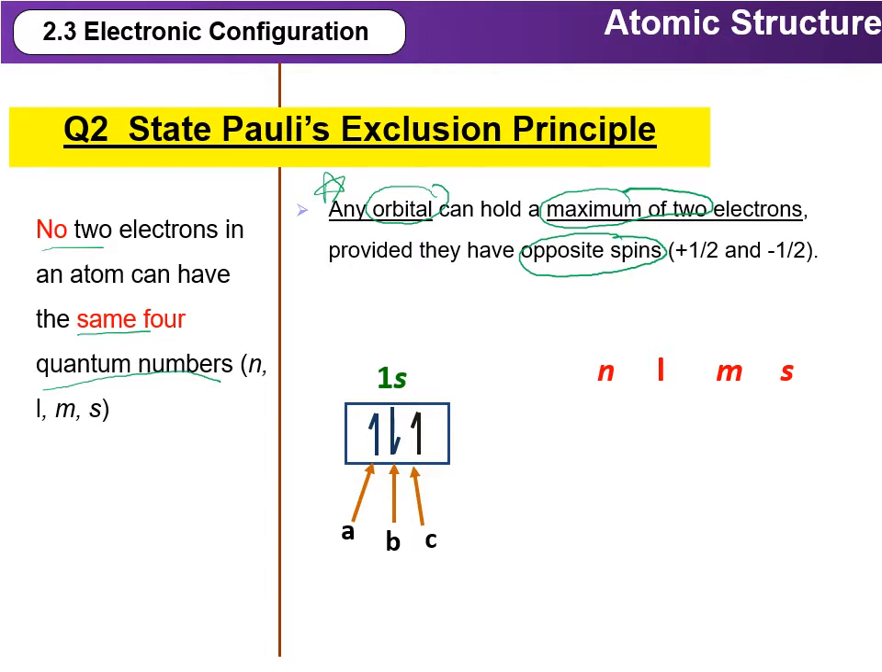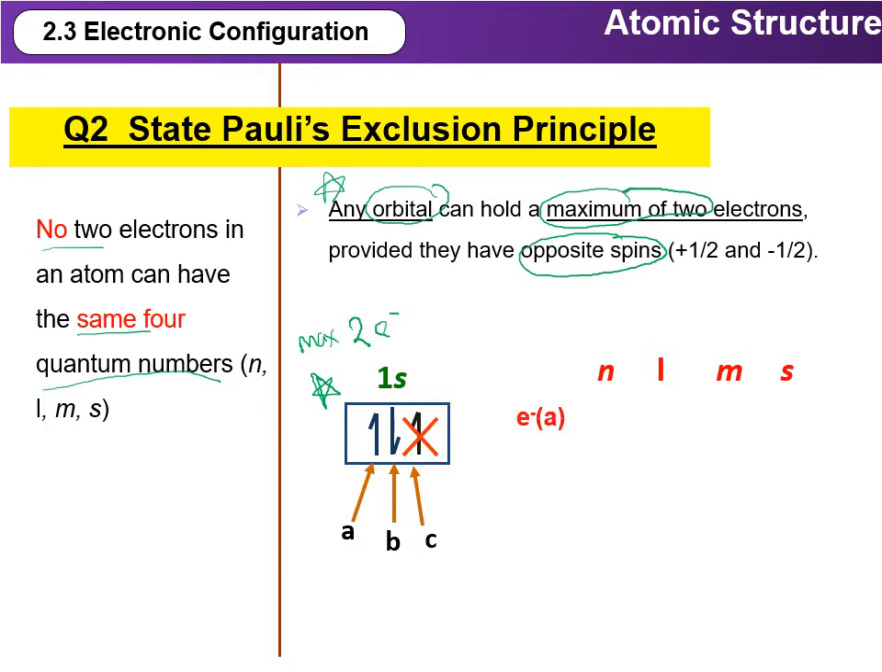Okay, now we look at the orbital diagram here. One orbital can hold a maximum of only 2 electrons, but here they show us 3 electrons. So let's check which electron is not valid. Okay, electron C is considered not valid.